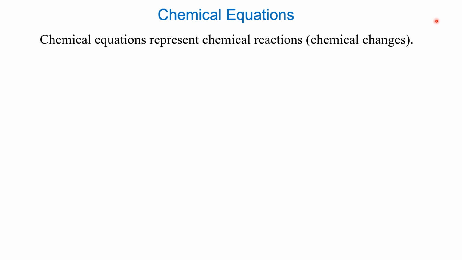Okay, so first, what is a chemical equation? It is a symbolic representation of chemical reactions. So we use formulas and symbols to represent chemical reactions. So it's easier to draw instead of writing a paragraph describing the chemical reactions.